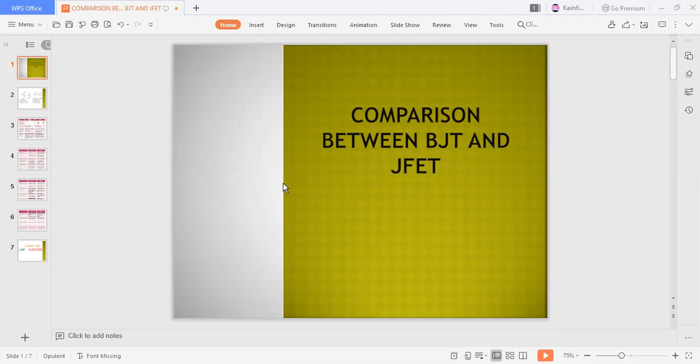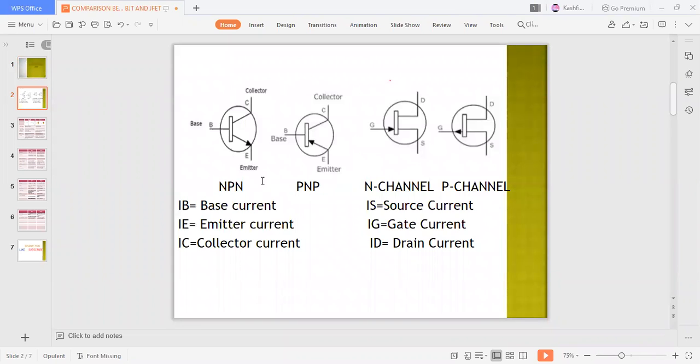So in today's tutorial, I am going to discuss the comparison between BJT and JFET. So these two figures are of BJT. This is NPN BJT. Here the arrow is directed towards the emitter. By this we can understand that it is NPN BJT because in NPN BJT the current will flow from the base to the emitter. But this is PNP because the arrow is directed towards the base terminal and the current will flow from the emitter to the base.